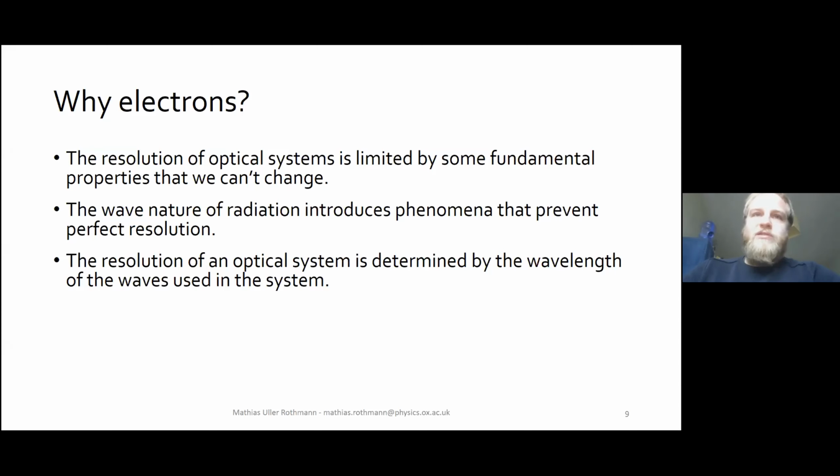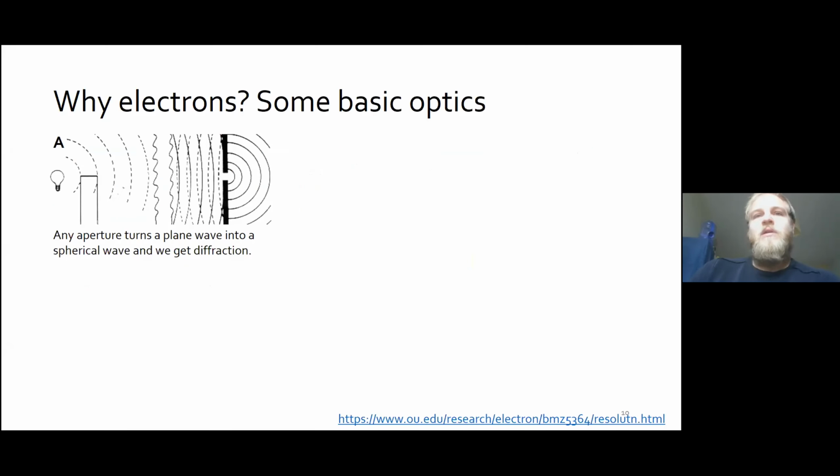So why do we want to use electrons in the first place? Well, optical systems have limitations on their resolution due to the wave nature of radiation. When photons come out, they behave as waves, and the wavelength of the waves that you use to look at things determines the resolution that you have in an optical system. So I'm going to do some really basic optics.